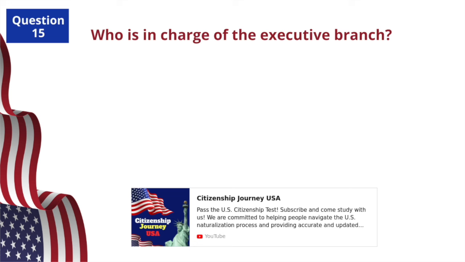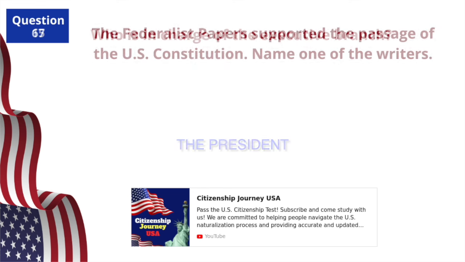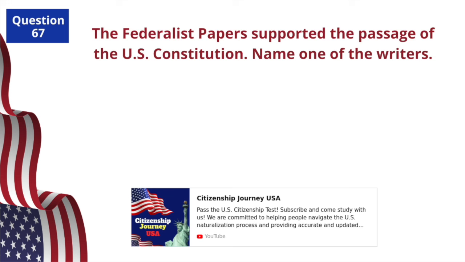Who is in charge of the executive branch? The president. The Federalist Papers supported the passage of the U.S. Constitution. Name one of the writers. James Madison.